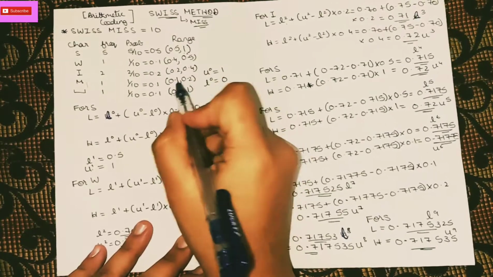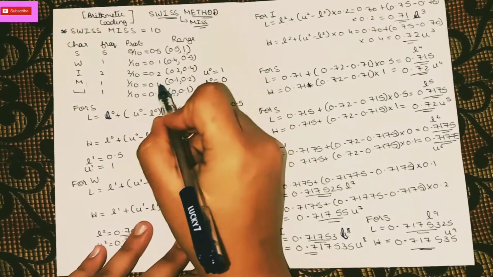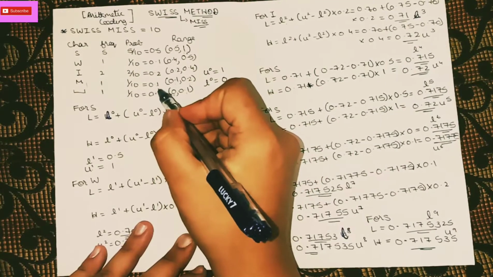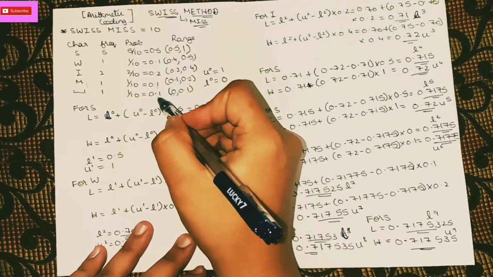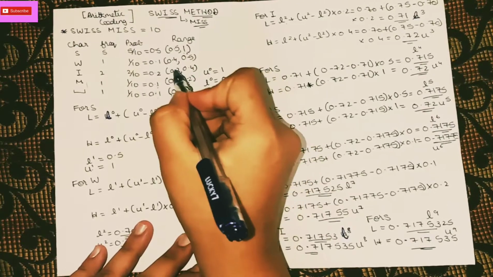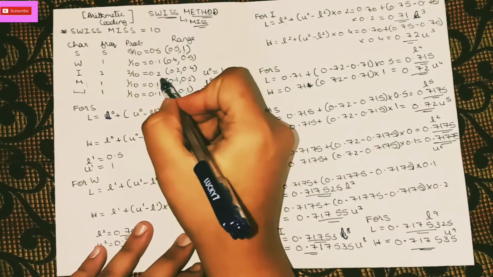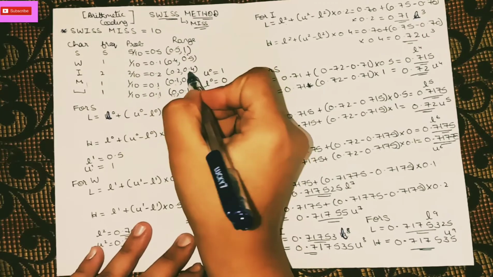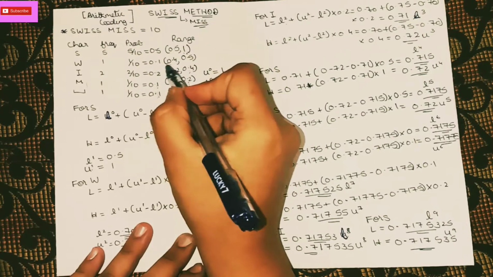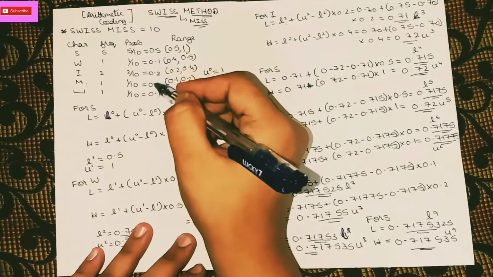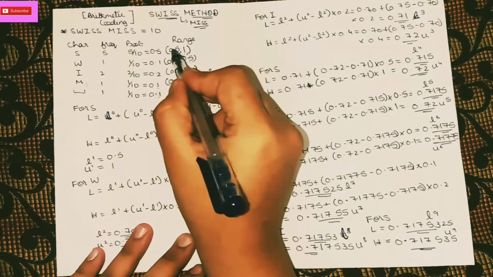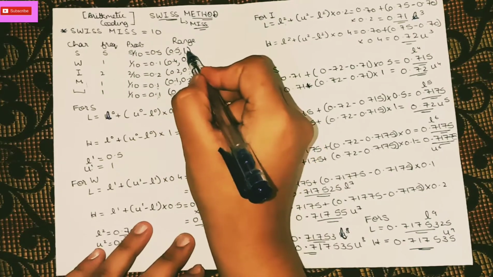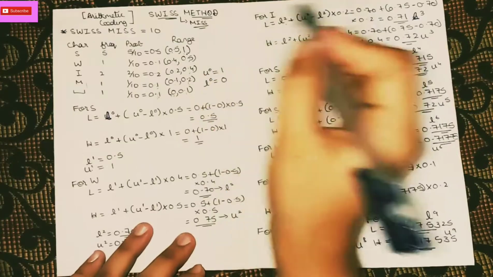Then write that 0.1 as the first range of symbol M. Then add this 0.1: 0.1 and 0.1 gives 0.2. Then write that 0.2 as it is and add this 0.1, and we get 0.4. Now take this 0.4 as it is and add this 0.1, which gives 0.5. Then write that 0.5 here and add this 0.5, so we get 1. This is how we calculate the range.